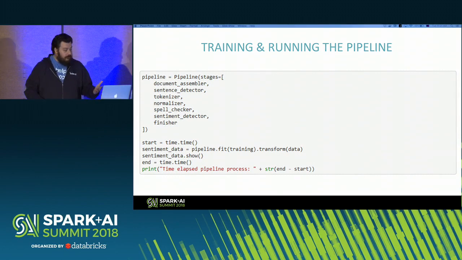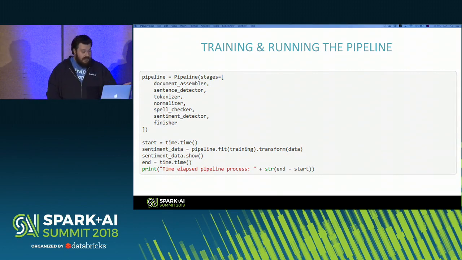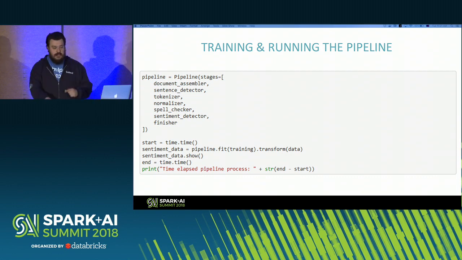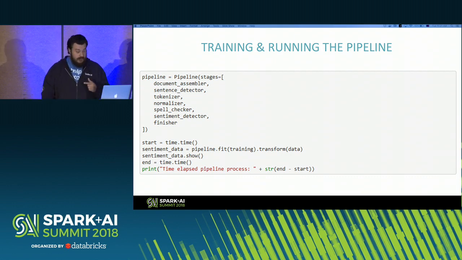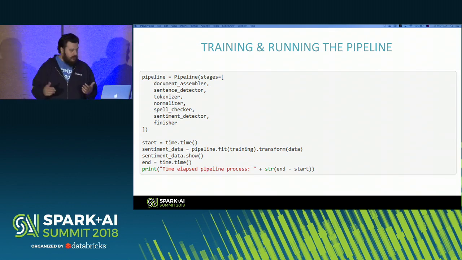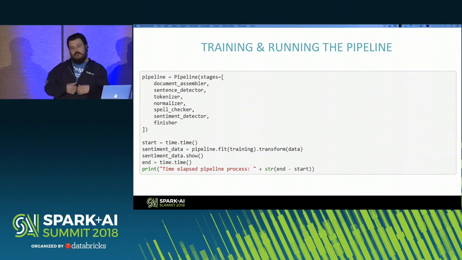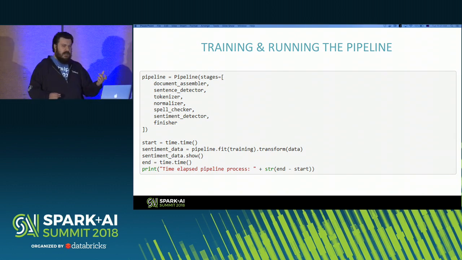So here we have our pipeline. The pipeline is, we take the text, we build a document. We split into sentences, we split those sentences into tokens, we normalize those tokens, we fix the spelling, we then do sentiment detection with our pre-built model, and then we have a finisher which pulls out the interesting stuff that we found.